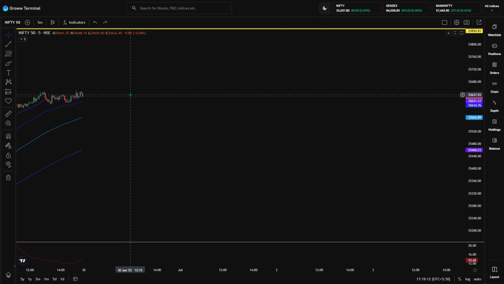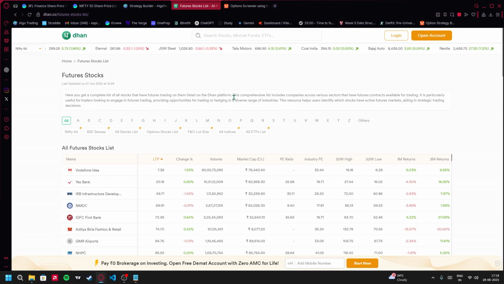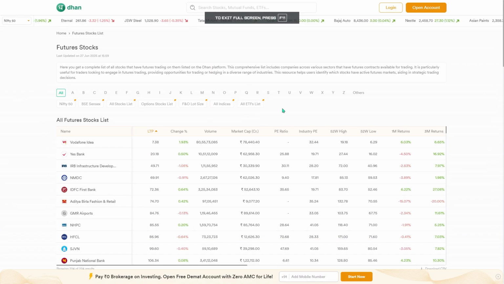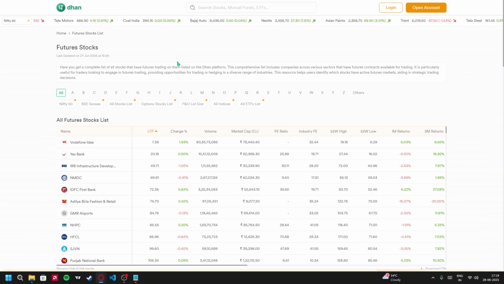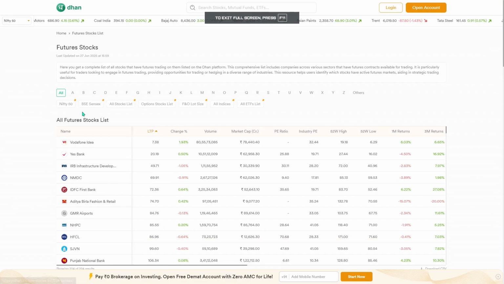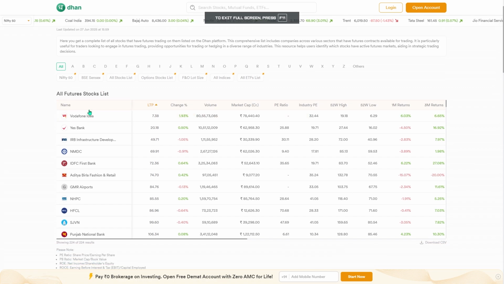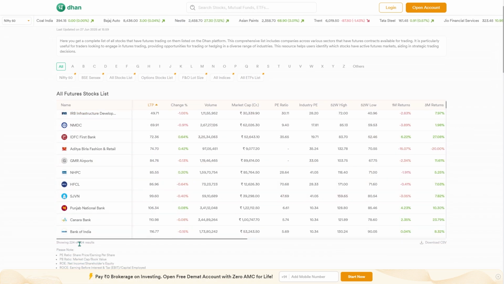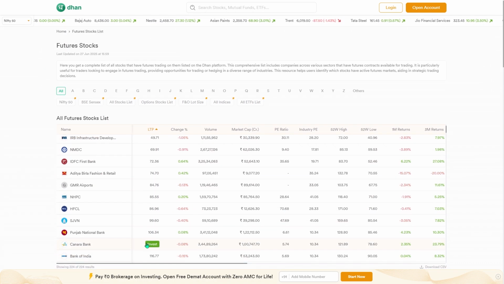Now, how do we first of all select a stock for monthly option selling? For that, first we need to look at the entire list. Not every stock has FNO. Only about 200 to 250 stocks in the Indian stock market have FNO enabled. I have this list, and I will link this website in the description. In this list, you can see every stock that is listed, that is 224 stocks which have FNO.